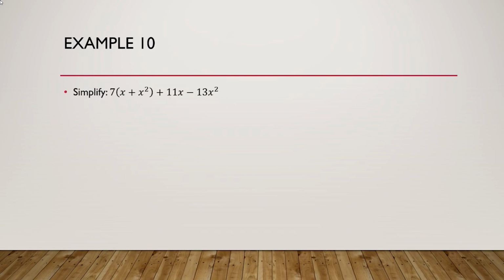All right, so example 10, we're going to simplify this expression. So you would start by doing the distributive property to the 7 to the x and the x squared. So you get 7x plus 7x squared plus 11x minus 13x squared. At this point, you can add like terms together, but something that you might want to consider is to rearrange it. So put all your x's together and put all your x squares together. So then you would combine like terms.